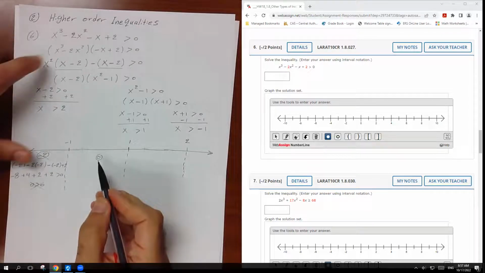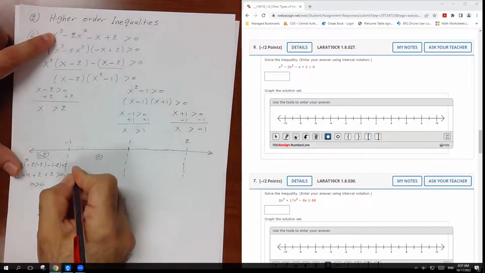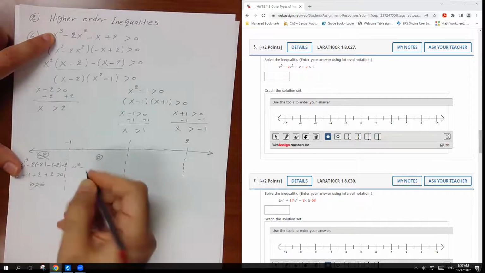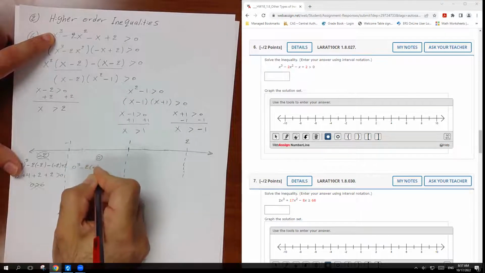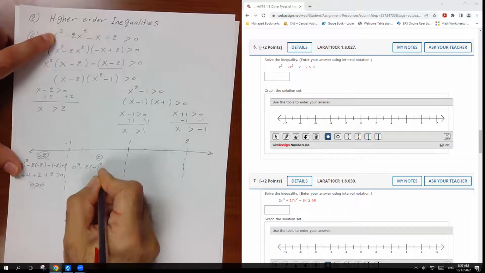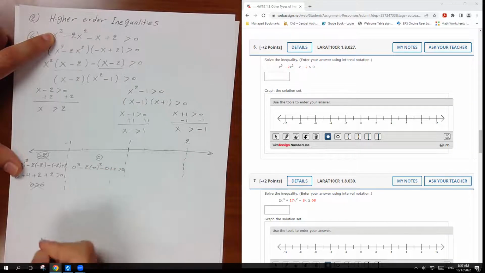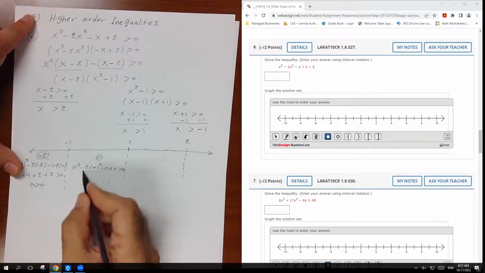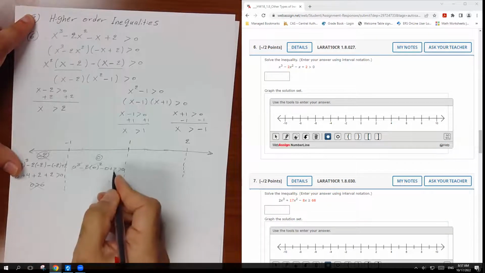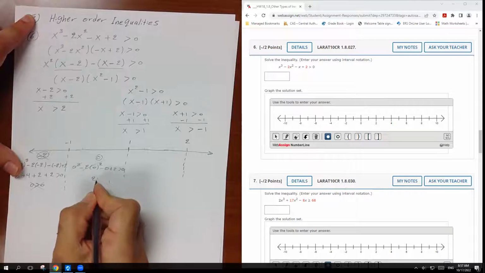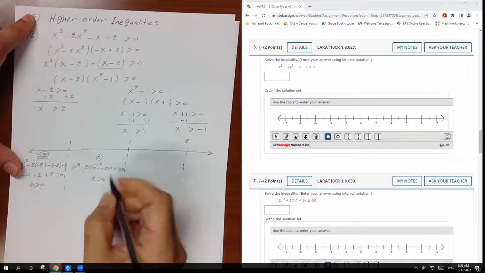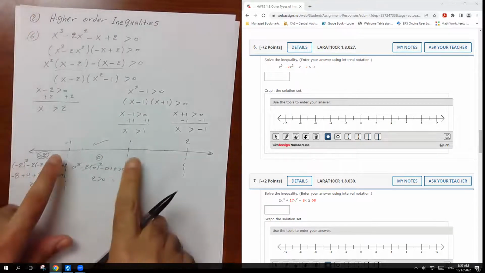Pick the 0, plug in the 0 here. So it's going to be 0 cubed minus 2 times 0 squared minus 0 plus 2. Is that greater than 0? This is 0, this is 0, and this is 0. 2 greater than 0? Yes. So this is the first interval solution.